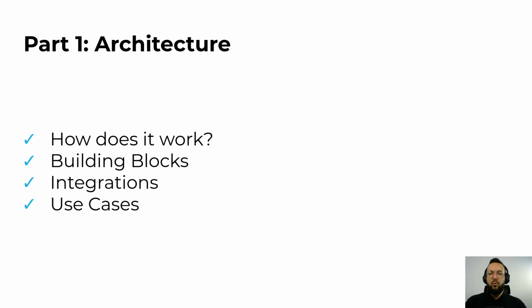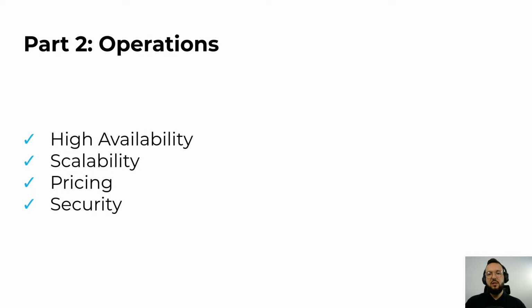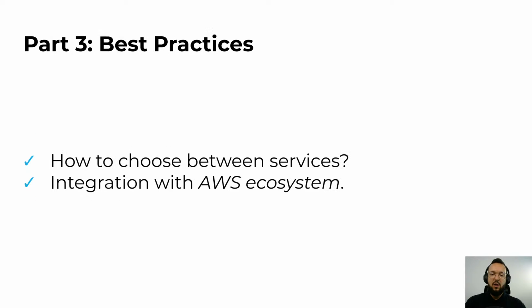As usual, we've got three parts. One is about architecture, high-level overview, building blocks, integrations, and use cases. Then we talk about operations, high availability, scalability, pricing, and security. And last but not least, we talk about best practices, how to choose between services, and how to integrate with the AWS ecosystem.